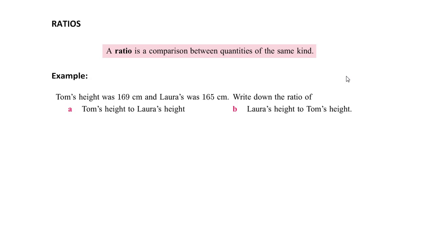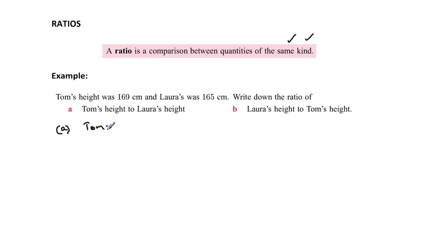When working with ratios, it's very important to make sure you stick with all the key rules. First of all, what is a ratio? Well, it's just a comparison between quantities, but they must be the same kind in their units. So if we look at this example, Tom's height was 169 centimetres and Laura's was 165 centimetres. So we can see that their units are the same, and therefore we can compare them in terms of being ratios. So Tom's height to Laura's height, we would write it like this.